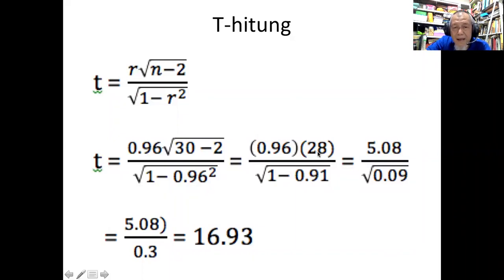Then what we have is 0.96 times square root of 28, divided by square root of 1 minus 0.91. 0.96 squared is 0.91. So that equals 5.08 divided by square root of 0.09. Square root of 0.09 is 0.3, which gives 16.93. So here is the T observed, the T statistic.